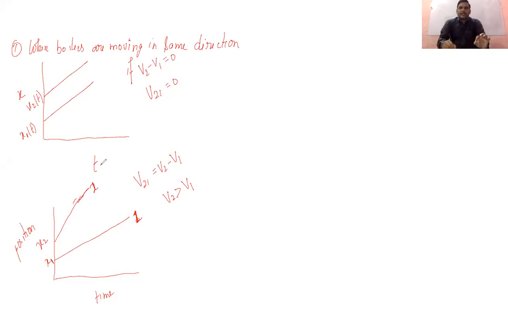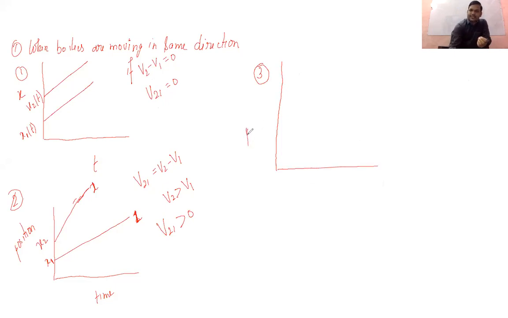Now the third case. These were the cases when v21 is 0, and in this case v21 is greater than 0. This was your first case, this was your second case, and this is the third case. Now what I am writing here, just see it. You can write like this, or understand it in a way like this.